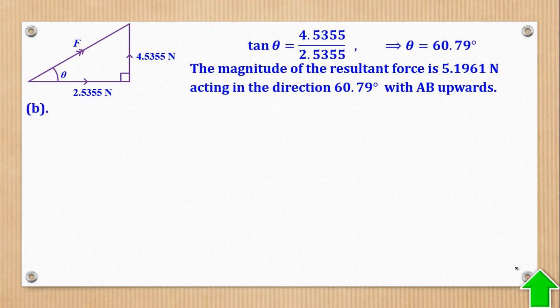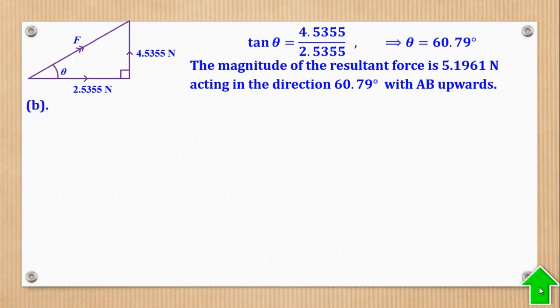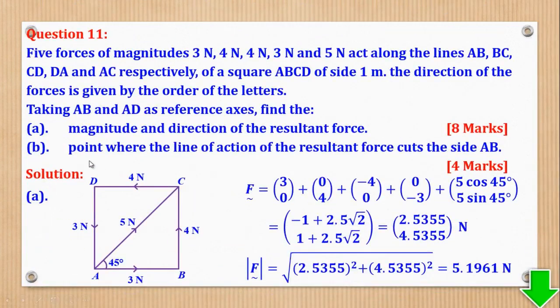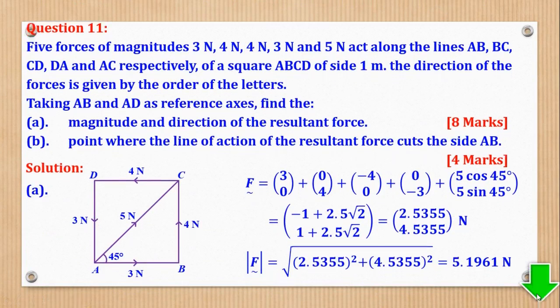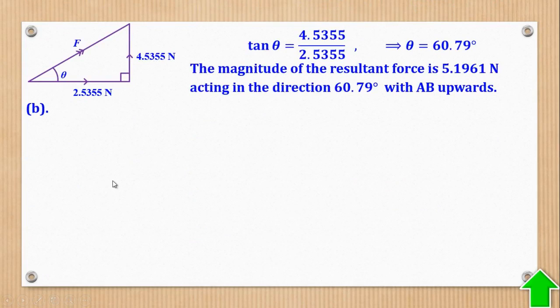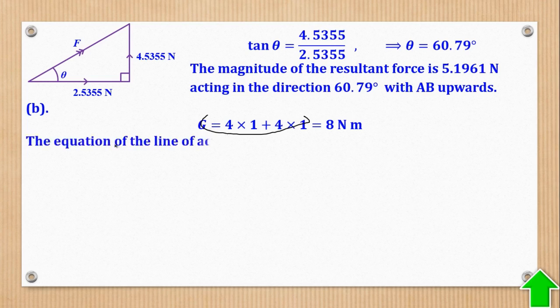Then for part B, they say the point where the line of action of the resultant force cuts the side AB. That means we have to first get the equation of the line of action. And to get the equation, you have to take moments. So take the sum of anticlockwise moments about the origin, which is A. Then the equation of the line of action, all these ones are available on this platform.